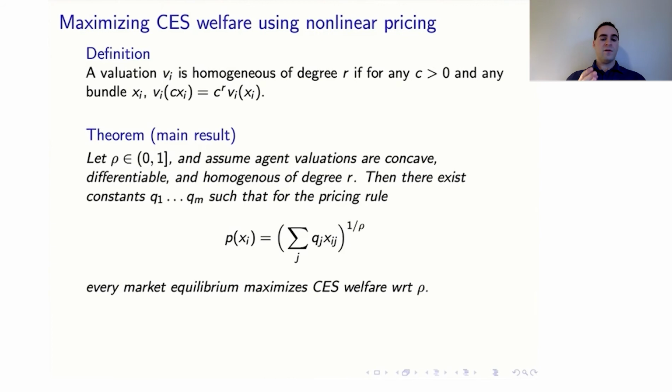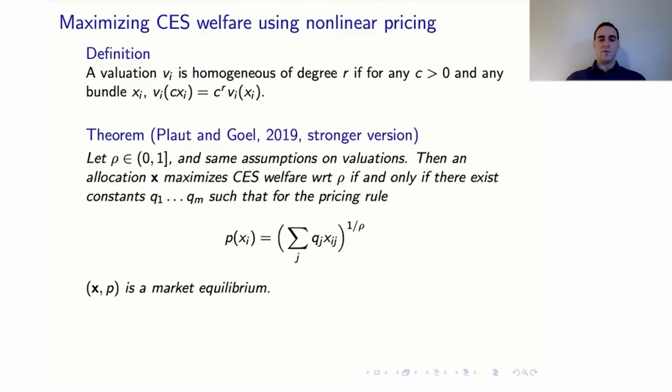Then there exist real number constants, q_1 through q_m, one for each good. And we define the following pricing rule, where we sum up across all the goods of q_j times x_ij, and then we put that all to the 1 over rho power. So if you have this pricing rule, then every market equilibrium will maximize CES welfare with respect to rho. And that's the same rho for CES welfare as is in the pricing rule.